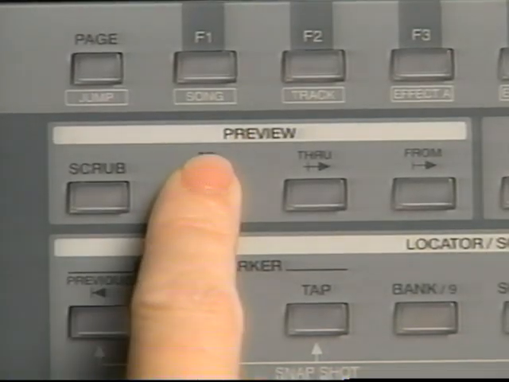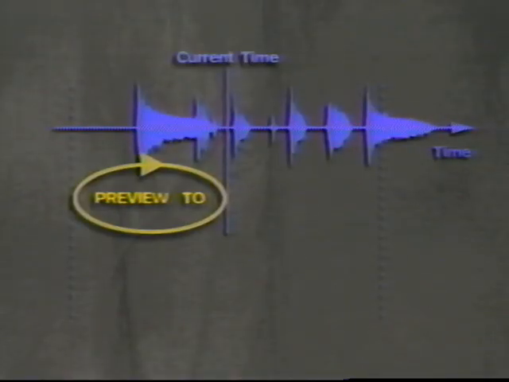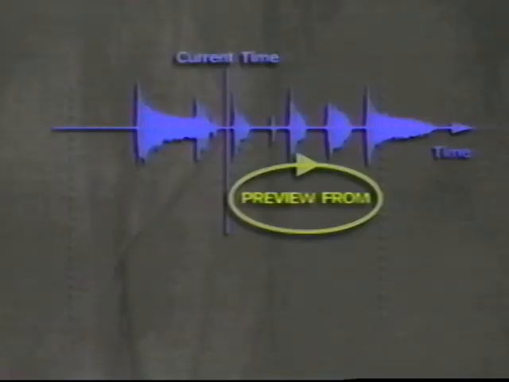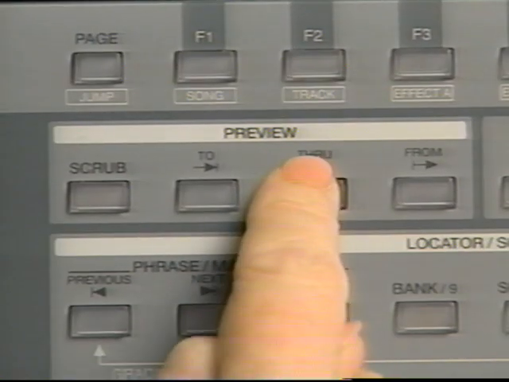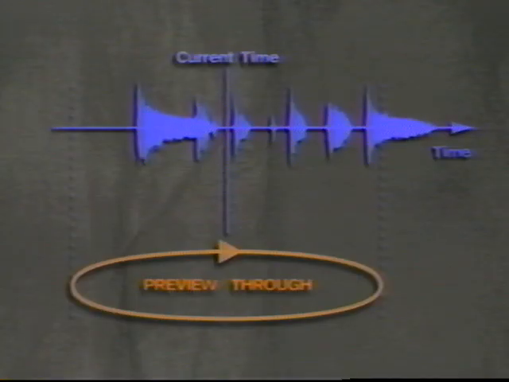The preview buttons provide another way to check edit points. Press the Preview To button to hear a short portion of audio just before the edit point. Press the Preview From button to hear a short portion of audio just after the edit point. The Preview Through button plays a portion of audio through the edit point.